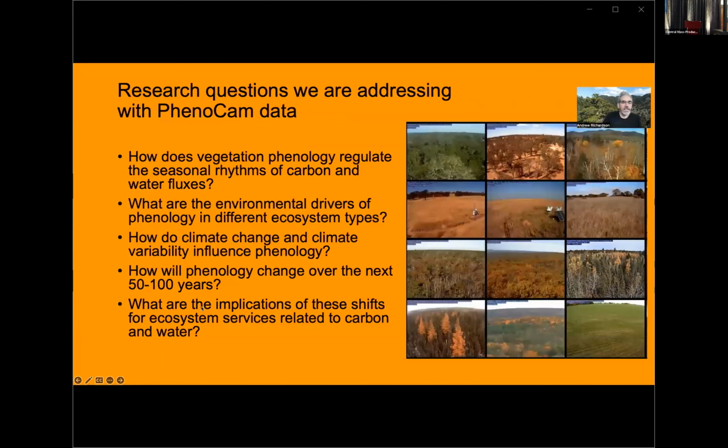I just want to wrap up by highlighting some of the science questions that my group and actually many other groups are addressing using PhenoCam data, often in conjunction with tower measured fluxes. So questions like, how does vegetation phenology regulate the seasonal rhythms of carbon and water fluxes? What are the environmental drivers of phenology in different ecosystem types? How do climate change and climate variability influence phenology? How will phenology change over the next 50 to 100 years? And what are the implications of these shifts for ecosystem services related to carbon and water?